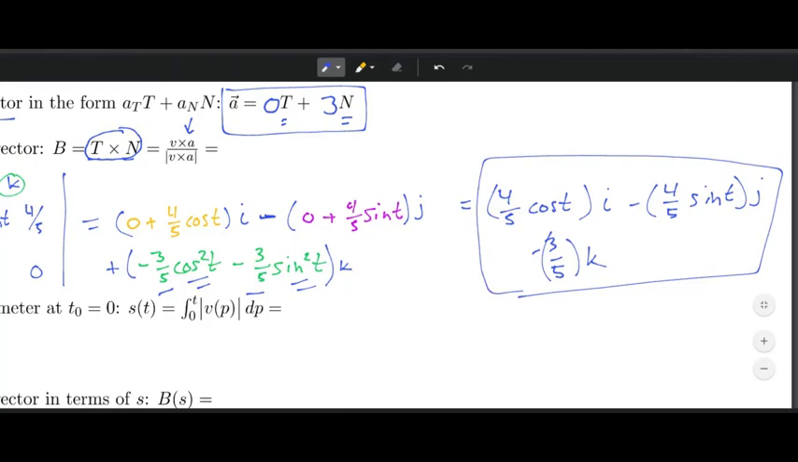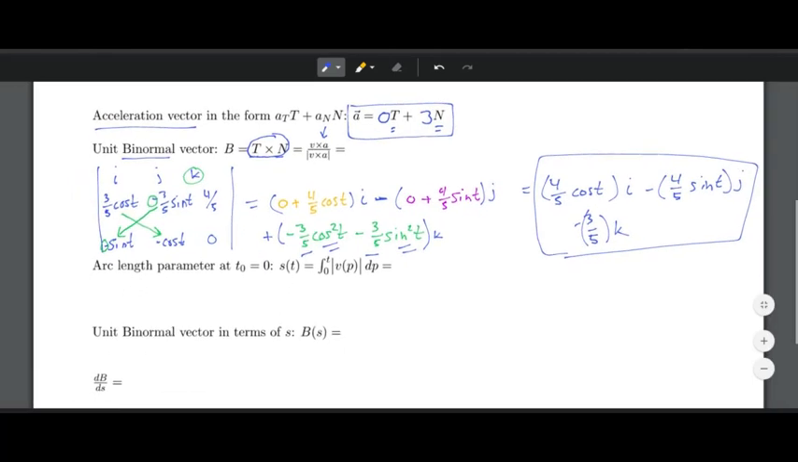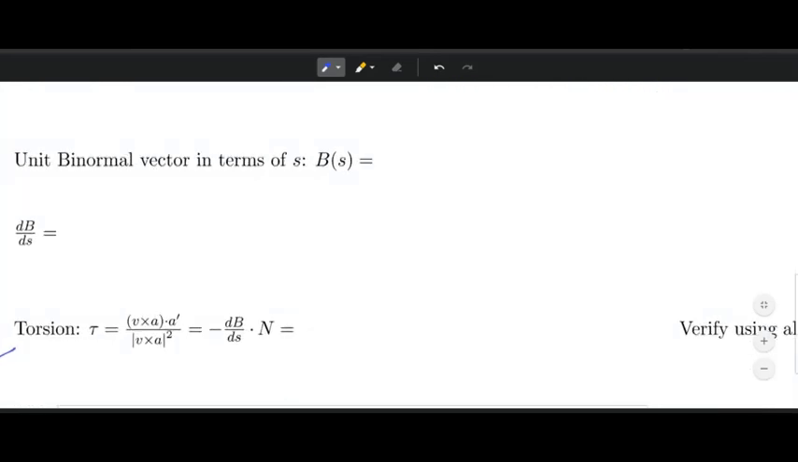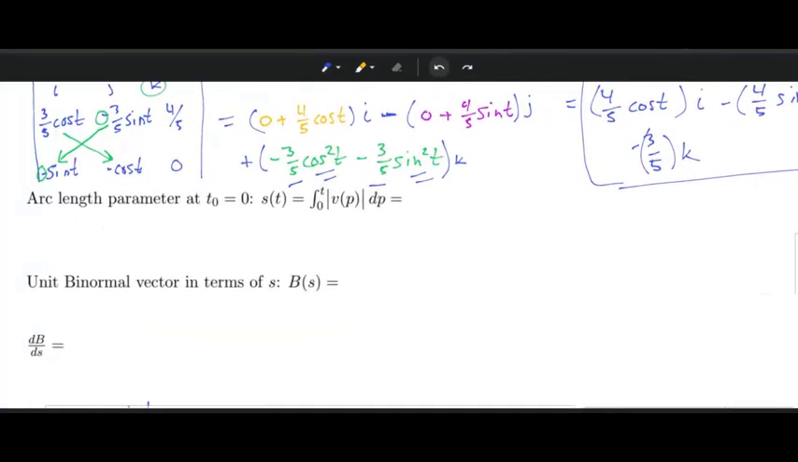Now from here, we're going to end up using this in the calculation for torsion down here. And if you look at this calculation, there's two versions of it. One involves velocity and acceleration, but the other one involves the derivative of b with respect to s, which is arc length. So what I'm about to do is parameterize this vector b in terms of s, arc length, so that I can go ahead and take this derivative when it comes time for that. All right, so let's jump into that part.